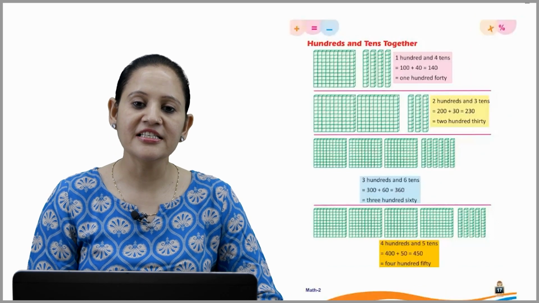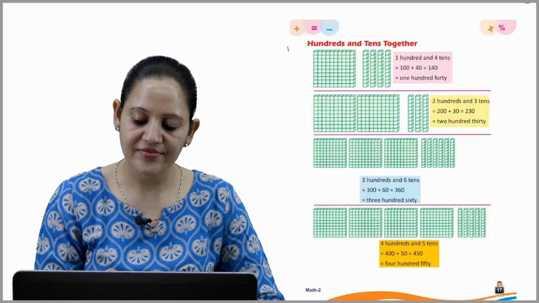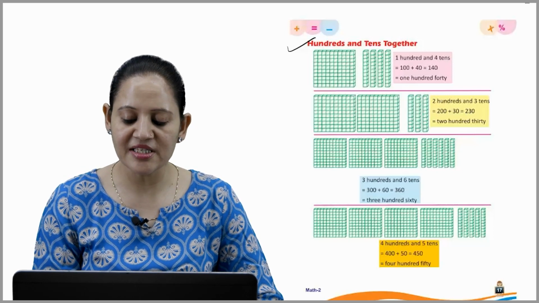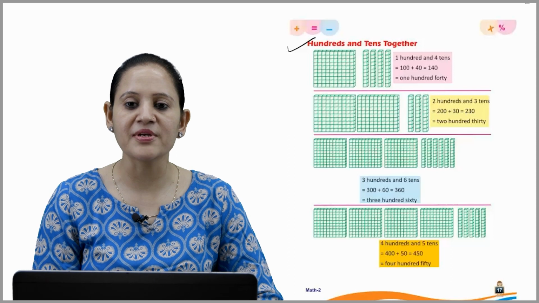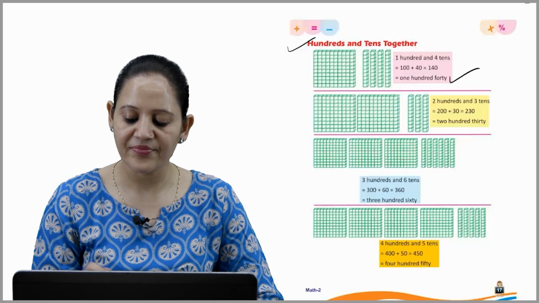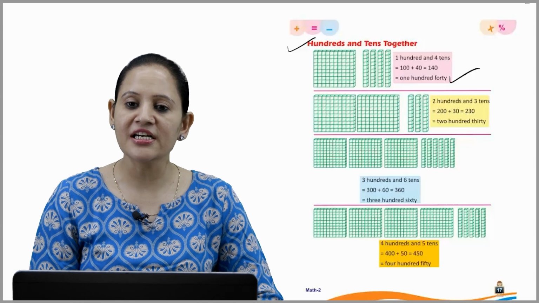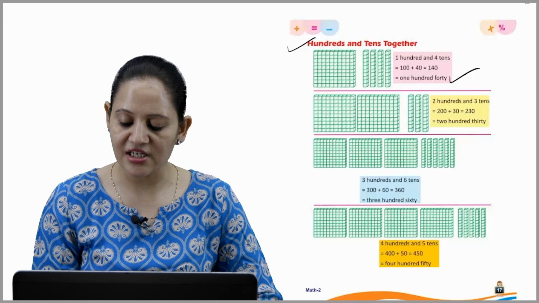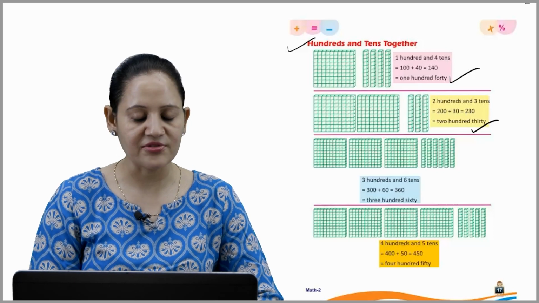Next, hundreds and tens together. 100 and 4 tens. So 100 plus 4 tens means 40. So that is equal to 140. Clear? 200 and 3 tens, 200 plus 30. 3 tens means 30. So it will be 230. Clear?